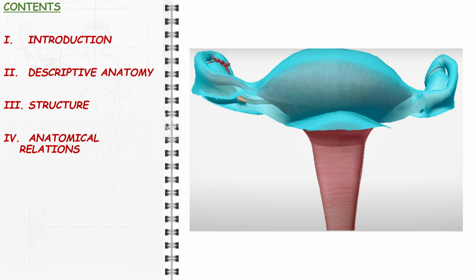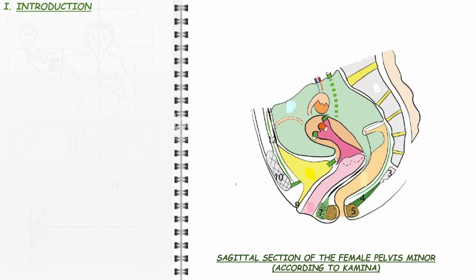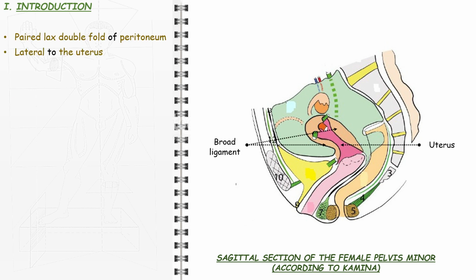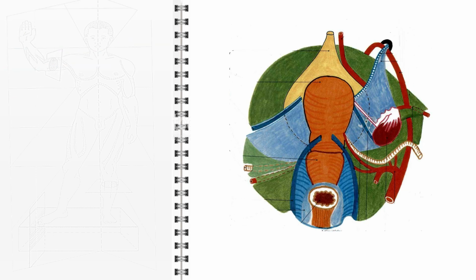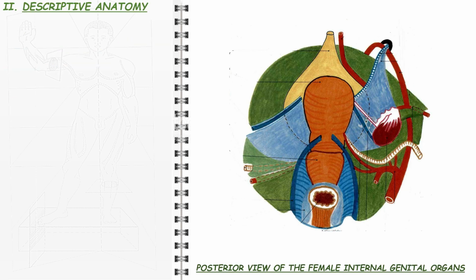The broad ligament is not strictly speaking a ligament in the usual sense, since it consists of no more than a paired lax double fold of peritoneum lying lateral to the uterus, and it plays little part in uterine support. Beginning with the general shape of the broad ligament, we will get to enumerate its four different parts secondly.